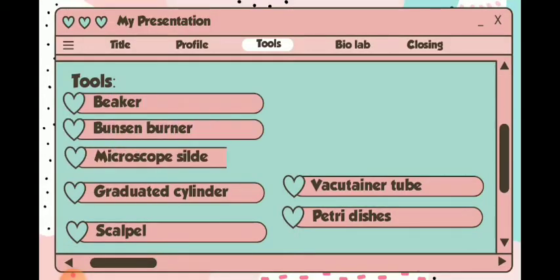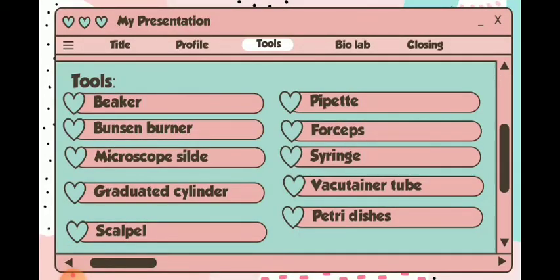So here are the tools that I searched from the internet and compiled for this presentation. For the first tools, we have the beaker, Bunsen burner, microscope slide, graduated cylinder, scalpel, pipette, forceps, syringe, vacuum tube, petri dishes.